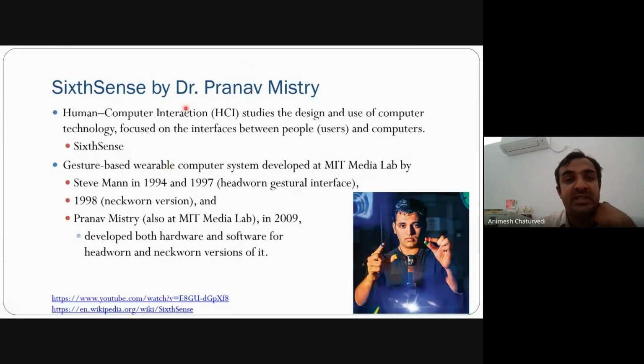Then there's Pranav Mistry, who invented the sixth sense device, which is well known nowadays. It was started by Steve Mann in 1994, having a head worn gesture, and then it became neck worn. Then Pranav Mistry came and made the software and hardware more sophisticated, and made a head worn and neck worn version of the same device. You can go to YouTube and see what the sixth sense device is. Now this device is also commercially available.